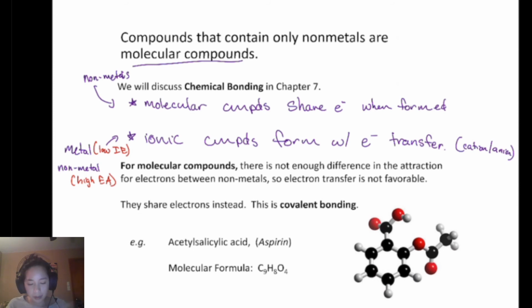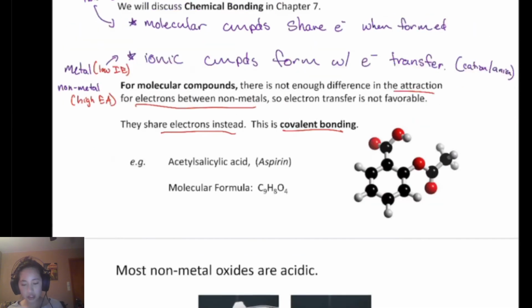But going back to molecular compounds, there's not enough difference in the attraction of electrons between nonmetals, so electron transfer is not favorable. If you look at the electronegativities, there's not much of a difference between all of the different nonmetals. So instead of transferring electrons, they share electrons. This is called covalent bonding, and we'll dive deeper into it in chapter 7. For molecular compounds, there's sharing of electrons, the formation of covalent bonding, while in ionic compounds, we have an electron transfer and electrostatics is what keeps the cation and anion together. That's an ionic bond, versus molecular compounds that have covalent bonding.